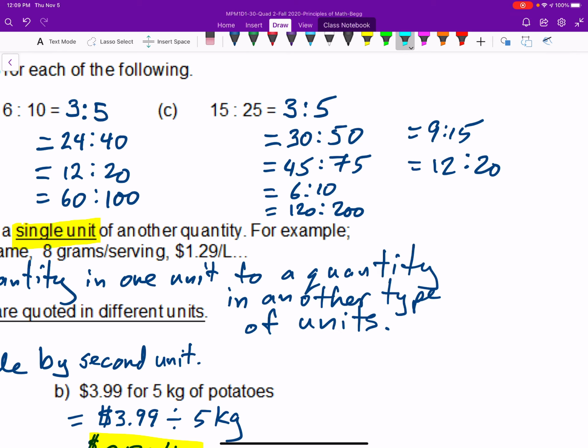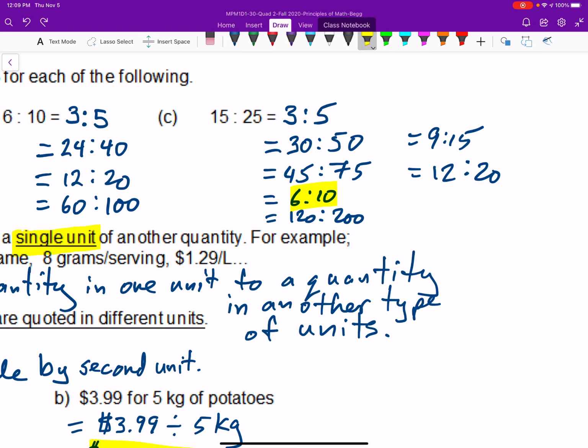And then you can see a bunch of other ones that were gotten by multiplying. Except for this one here, which is an interesting one, I think, because in order to really see what that 6 to 10 one is, it is equivalent, but first you'd have to reduce it to 3 to 5 by dividing by 5, but then you'd have to double the 3 to 5, and then you'd get 6 to 10. So that one is kind of interesting. But they're equivalent.